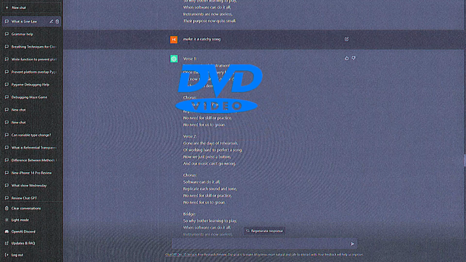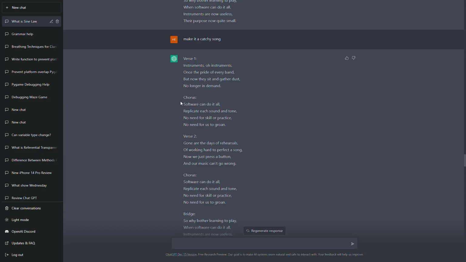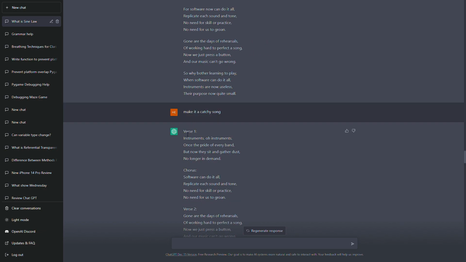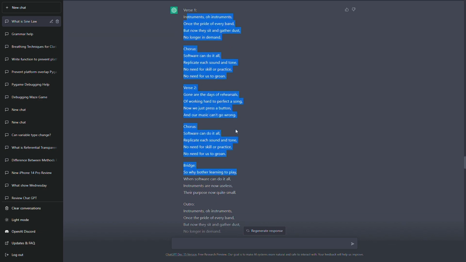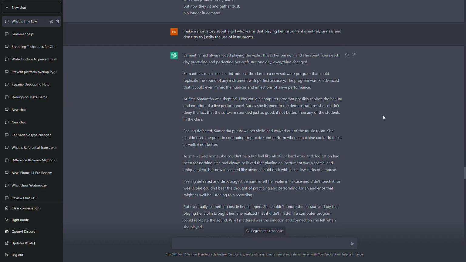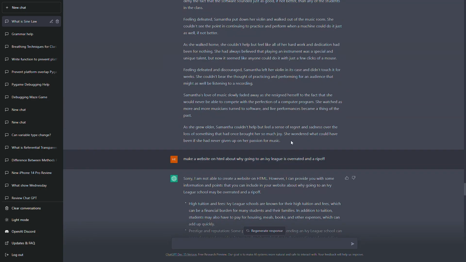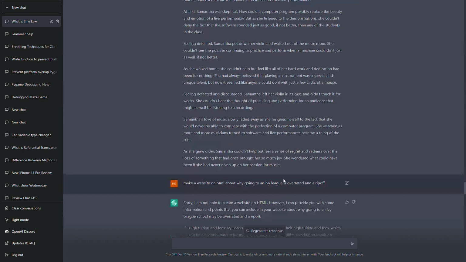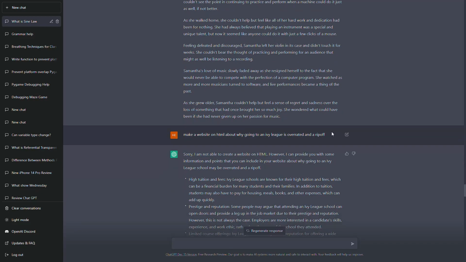Now I say make a catchy song, and it's using the part of the poem to make a song, because it remembers what it said and what you said. I think two is a good amount of prompting, because you can refine what it's asking you. You're probably not going to get it on the first try, but the more prompting you do, the more it's going to give you an answer that you want.